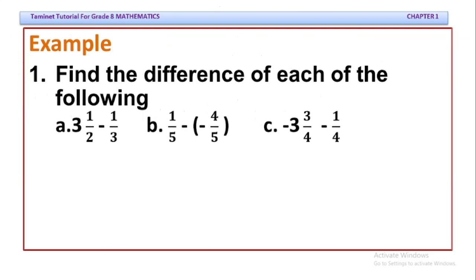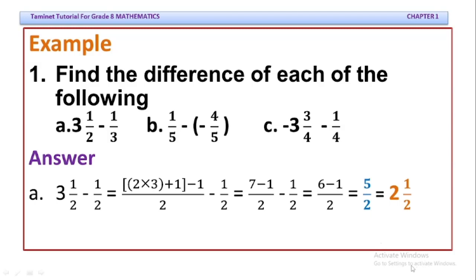Example: find the difference of each of the following, which are listed here. Then look here, this is a mixed number: 3 and 1 over 2 minus 1 and 1 over 2. First, this is a mixed number. The mixed number must be changed into an improper fraction. 2 times 3 is 6, plus 1 is 7 here.